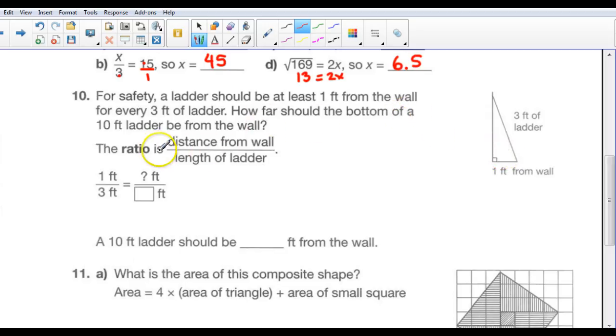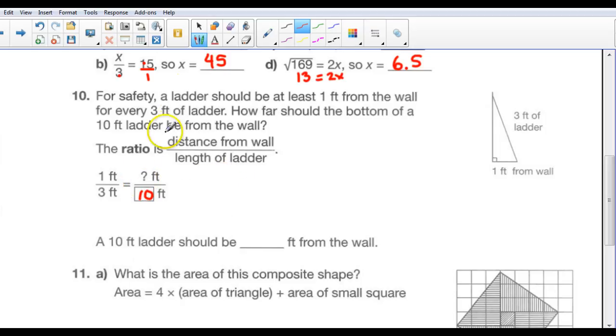Well, we have to have a ratio. The ratio is the distance from the wall, length of the ladder. So 1 to 3, distance from the wall to 3, as question mark is to, or x is to, well, we want to be 10 feet away. Okay, so the question is, how do we solve for that?